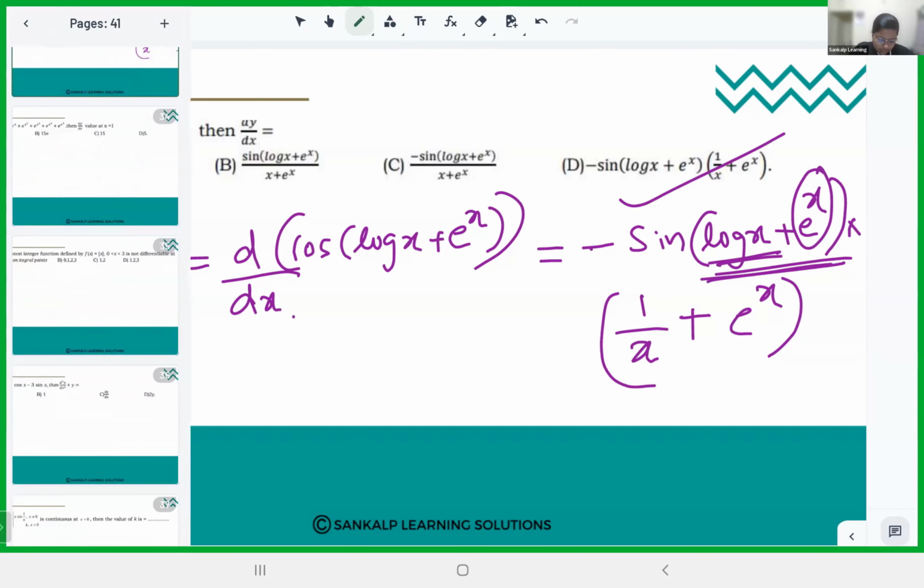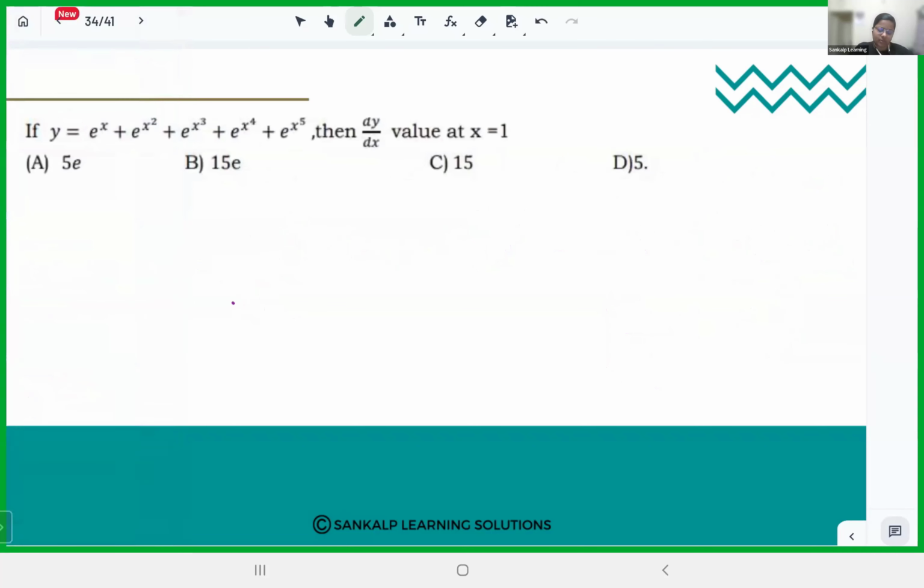Moving on to our next question. So this is our next question. It is y equal to e power x plus e power x square plus e power x cube plus e power x raised to 4 plus e power x raised to 5. You have to find out dy by dx at x equal to 1. So what is this dy by dx?